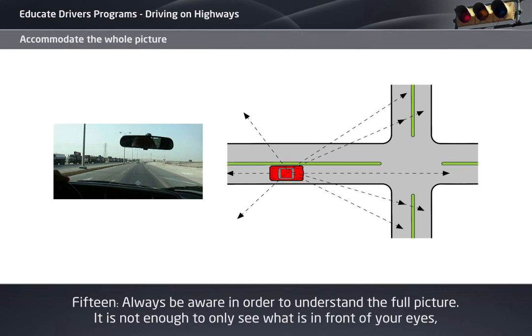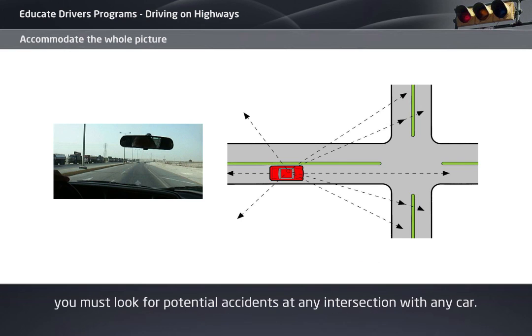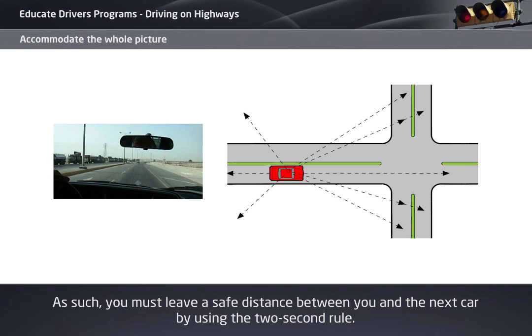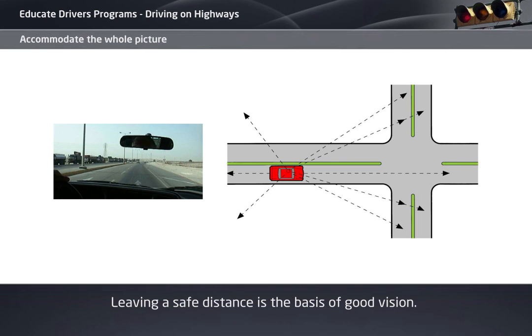15th, always be aware in order to understand the full picture. It is not enough to only see what is in front of your eyes. You must look for potential accidents at any intersection with any car. As such, you must leave a safe distance between you and the next car by using the 2-second rule. Leaving a safe distance is the basis of good vision.